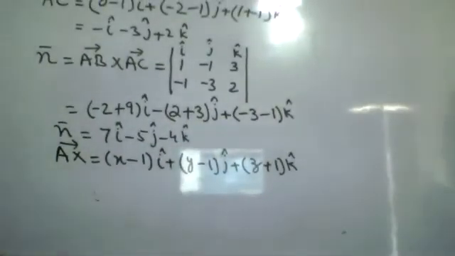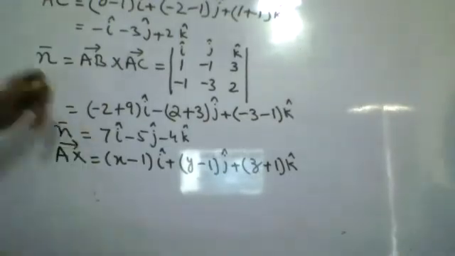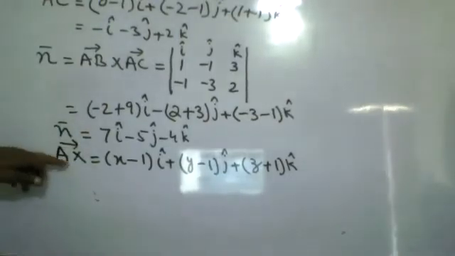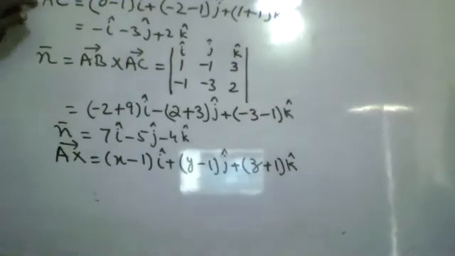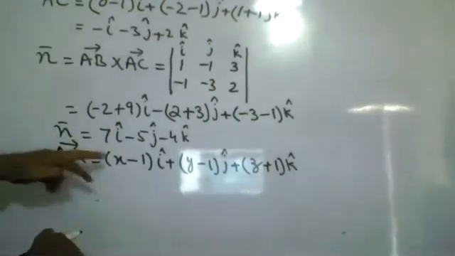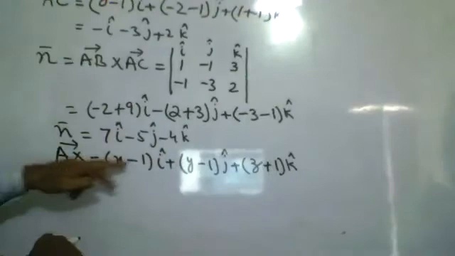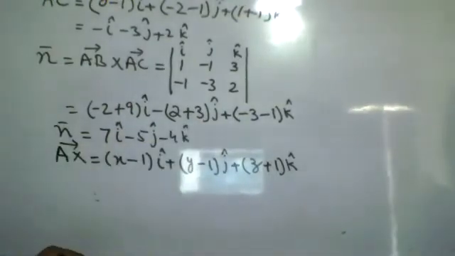We found the vector AX. A, which is the common point between vectors AB and AC, will be taken. You may take any one, but it is better to take A. And the point X will be taken as (x, y, z), and we'll find the vector AX.